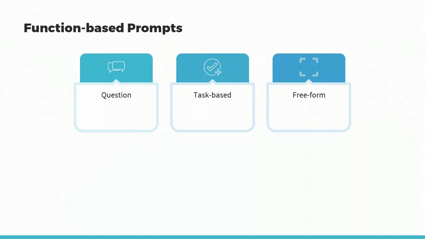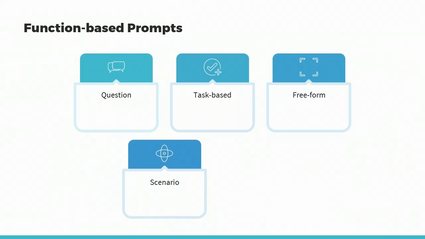For example, a free-form prompt could be "Tell me something interesting." The model would then generate a response based on its training data and the context of the prompt. Scenario prompts. These prompts provide a specific scenario or situation for the model to respond to. For example, a scenario prompt could be "You're lost in the woods, what do you do?" The model would then generate a response based on the given scenario.